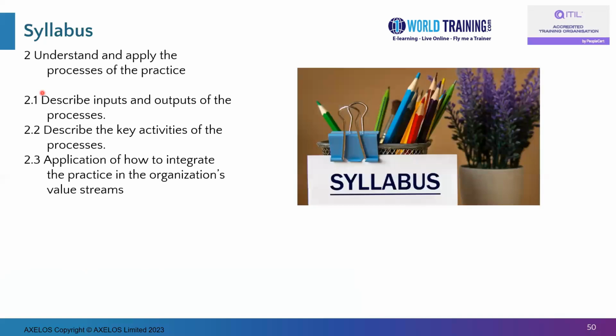The exam syllabus requires an understanding of the inputs and outputs of each of the 3 processes, and also the key activities of each of them and the sequence of those activities, and also understand how this practice contributes to the value streams of the organization.